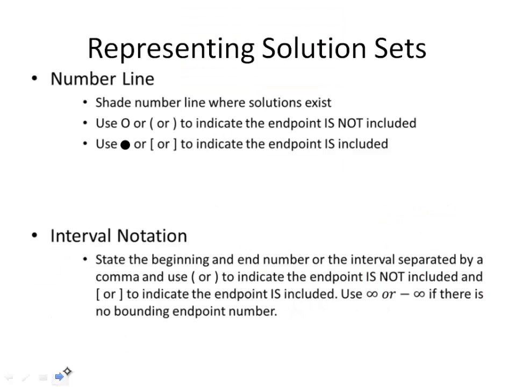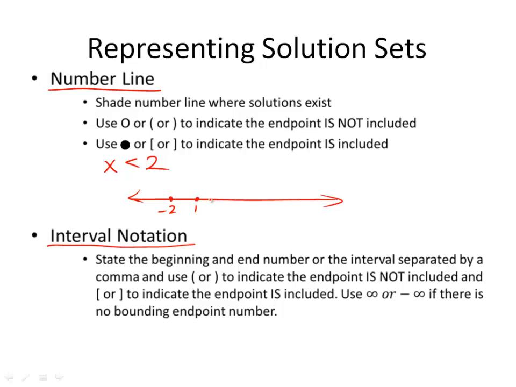Some of the ways of representing these solution sets include showing the solution set on a number line and using interval notation. Let's first take a look at the number line. Basically, you want to shade the number line wherever the solutions exist. So in our example, x is less than 2, we wanted to make sure 1 was shaded in, -2 was shaded in, 0.5, 1.5, and so on. However, we don't want to shade in 3, 4, 5, and so on.